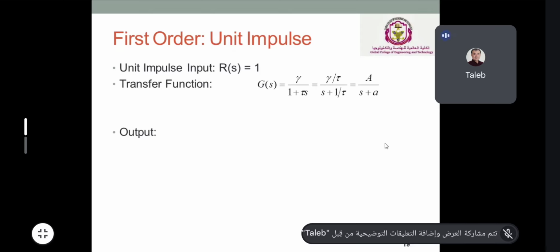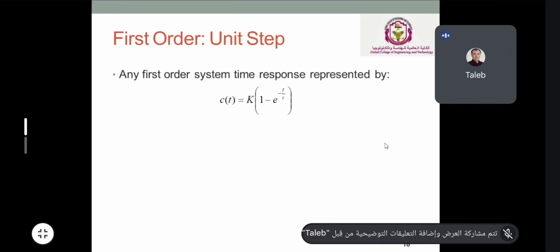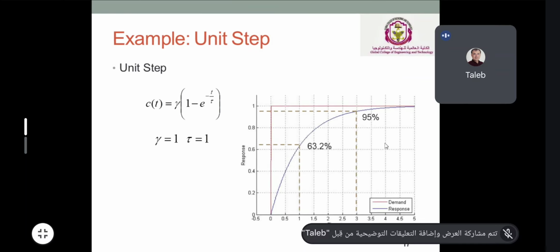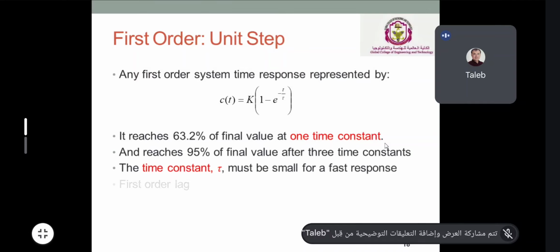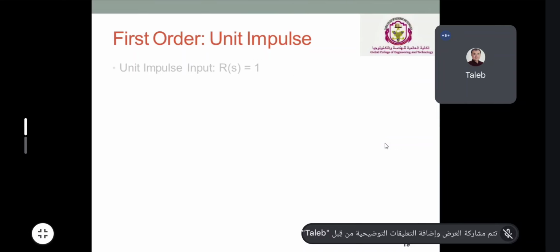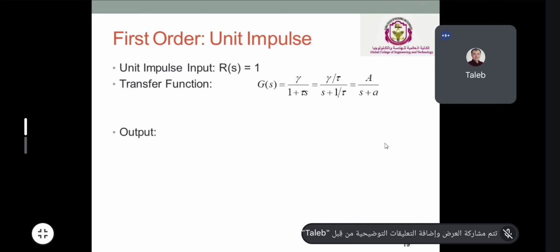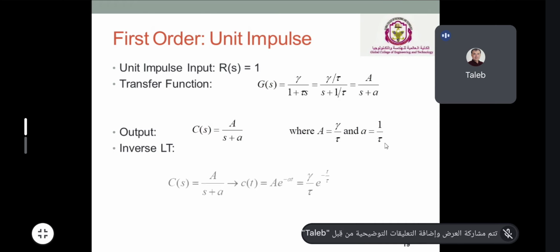Okay, so now impulse. What is the output of an impulse? For the unit step, we saw this. This is the response for the unit step. What about the unit impulse? Impulse means you give the input in a very short time and then turn it off. So everything happens in a very short time.